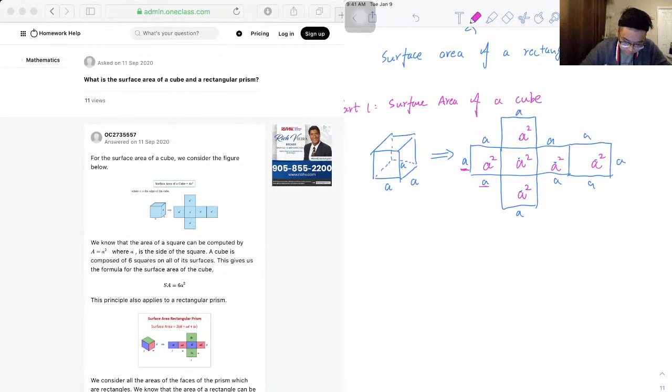So we can know the surface area of a cube is equal to 6a squared, since we've got 6 surfaces in total. Alright, so let's write down our conclusion.